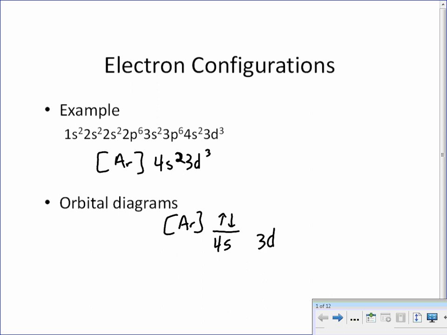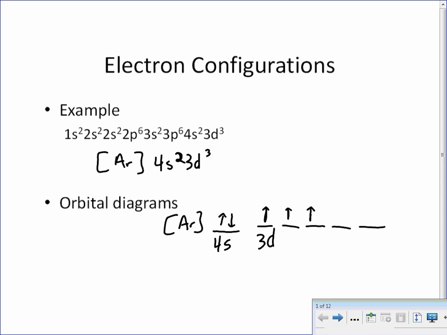We know that the 3d sublevel has 5 orbitals, so we need to draw 5 horizontal lines. And in there we're going to put 5 electrons. And remember that you put 1 electron in every orbital before you go back and pair them. So that's a quick little review on electron configurations and orbital diagrams.